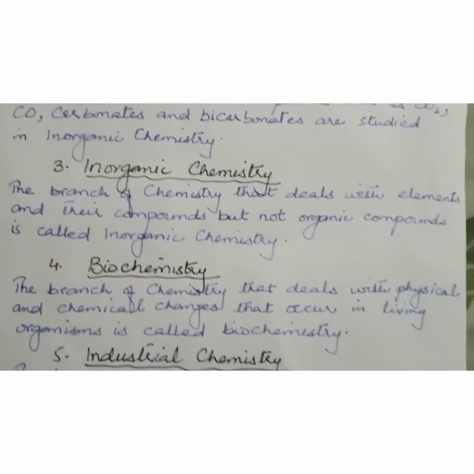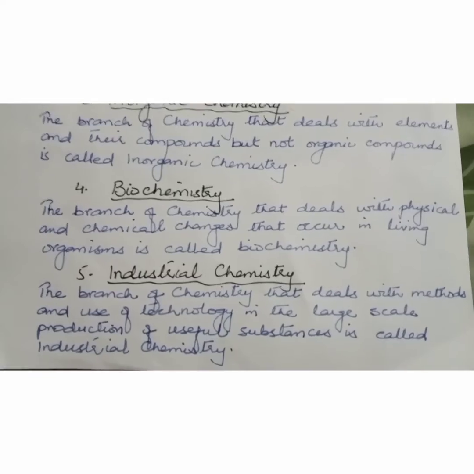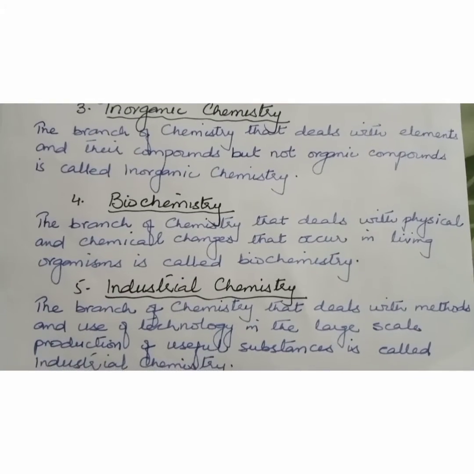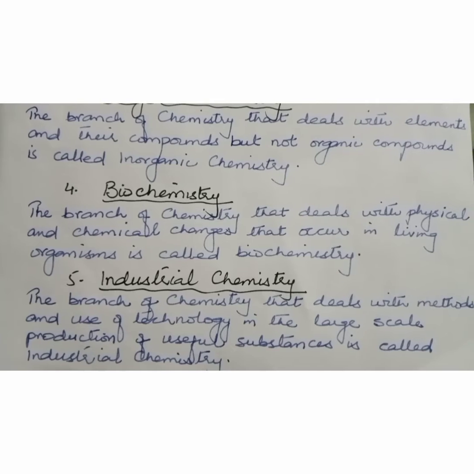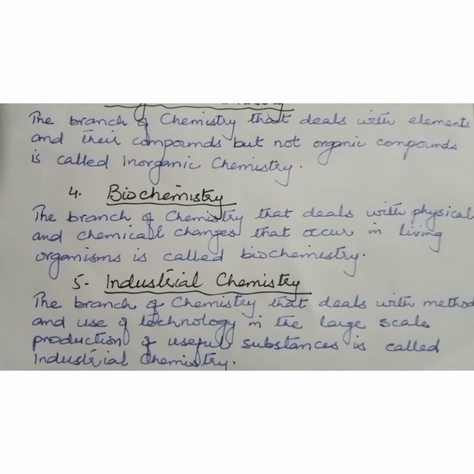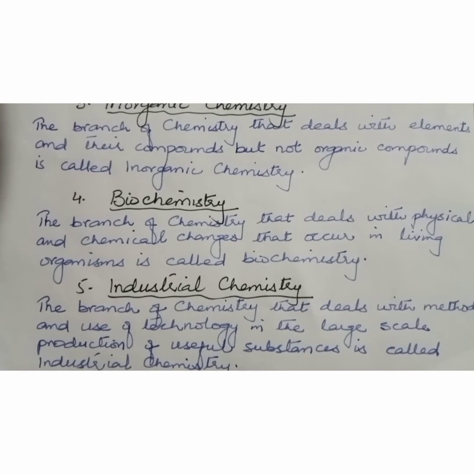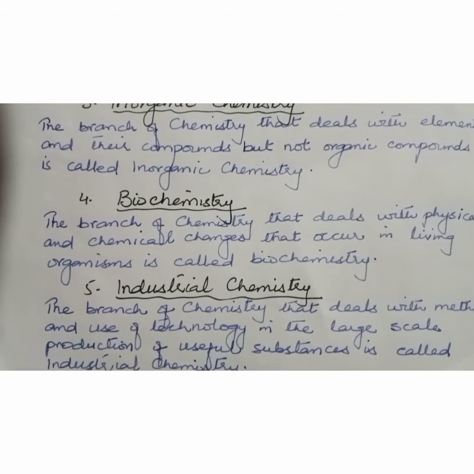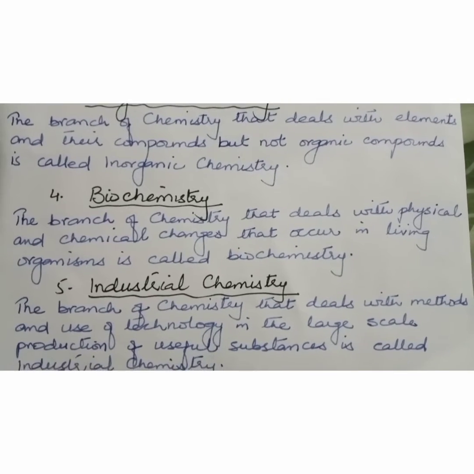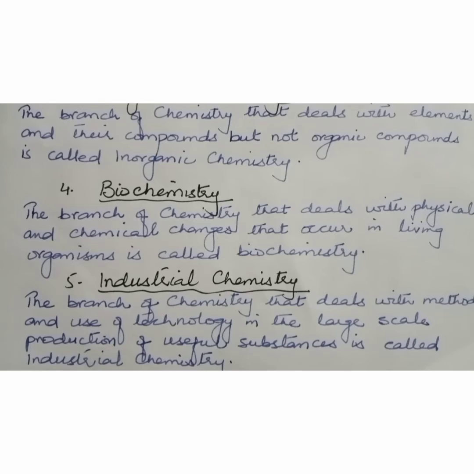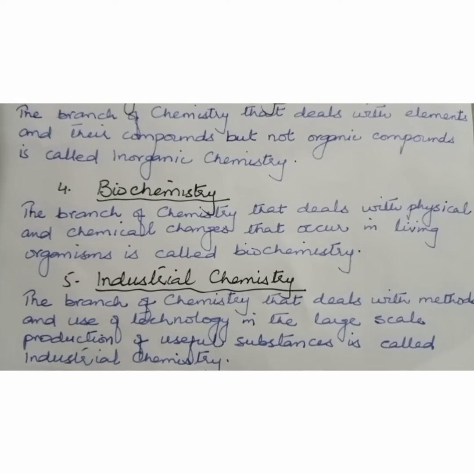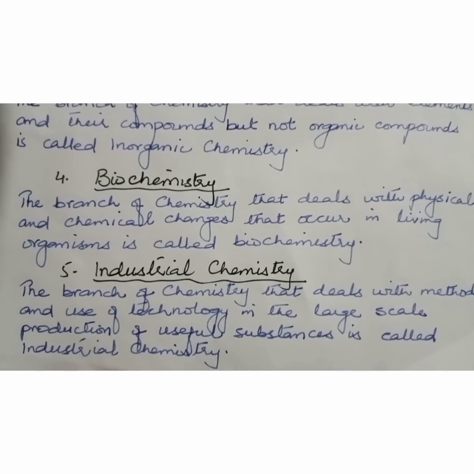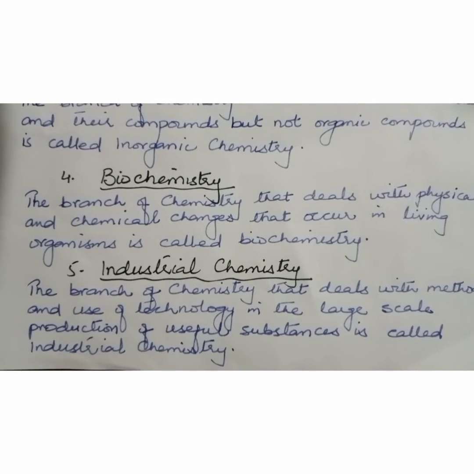Now, the fourth branch of chemistry is biochemistry. Now, what is biochemistry? The branch of chemistry that deals with the physical and chemical changes that occur in living organisms is called biochemistry. Now, students, what is a physical change? A physical change is a change that occurs in the overall structure of a thing, that affects the form of a substance, but it does not affect its chemical composition. For example, the change of water into ice.